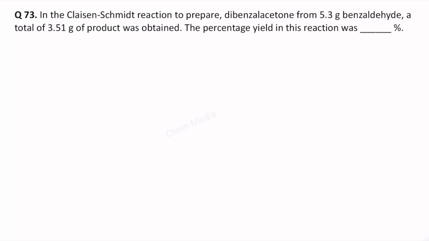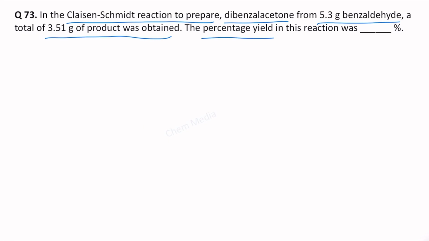Hello everyone, here is a question based on cross-aldol condensation and stoichiometric moles. In the Claisen-Schmidt reaction to prepare dibenzalacetone from 5.3 gram benzaldehyde, a total of 3.51 gram product was obtained. What is the percentage yield in this reaction?